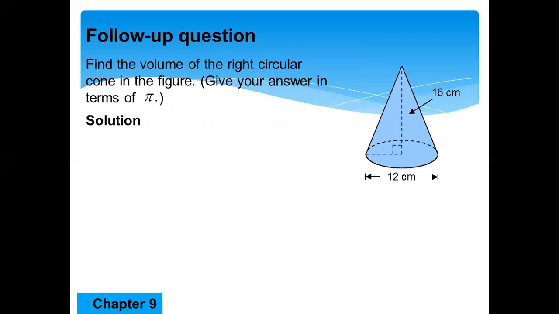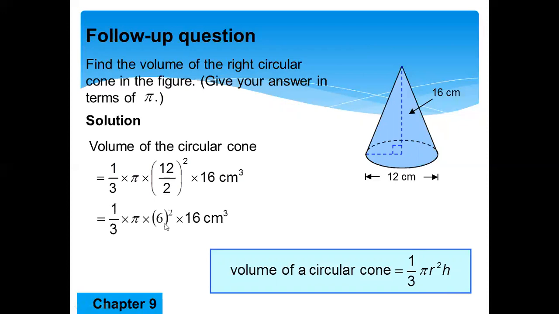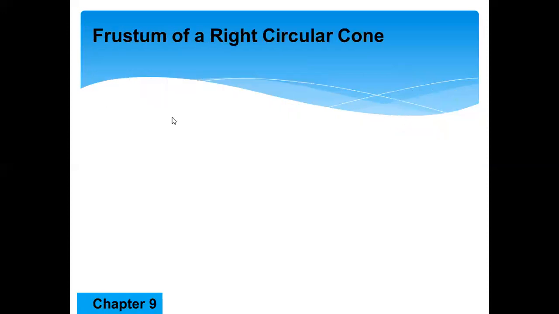Let's have one more example. Here given the height is 16. 12 is the diameter. So how long is the radius? And hence, what volume is this cone? By formula, you should find r first, which is 1/2 of 12. So you can find the answer. Got it? Let's go to frustum.